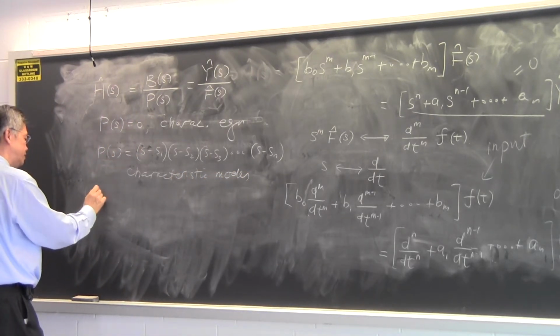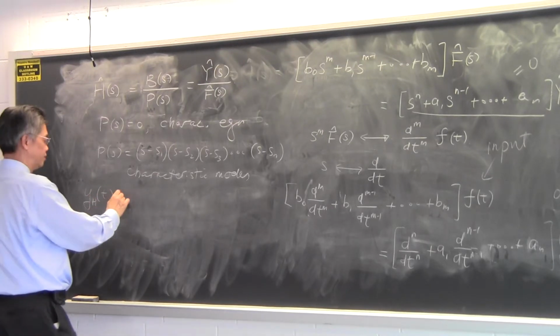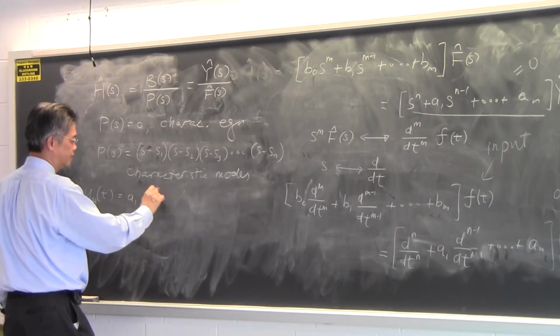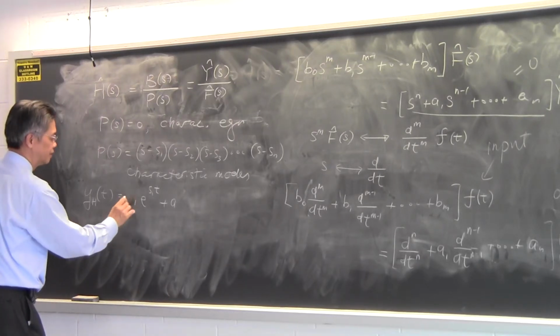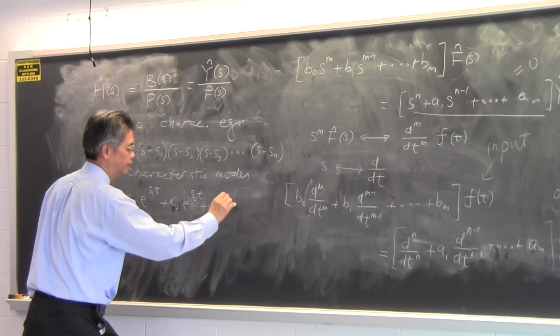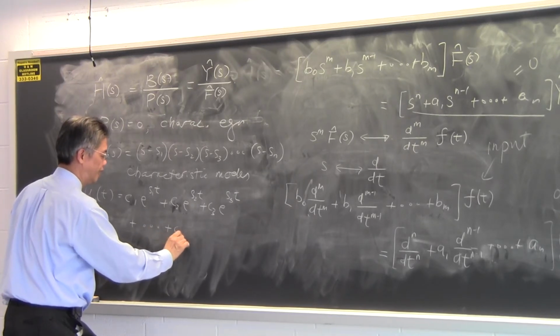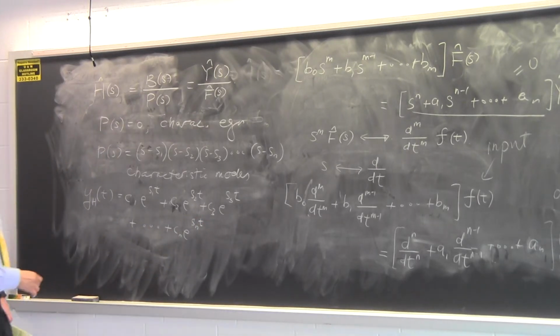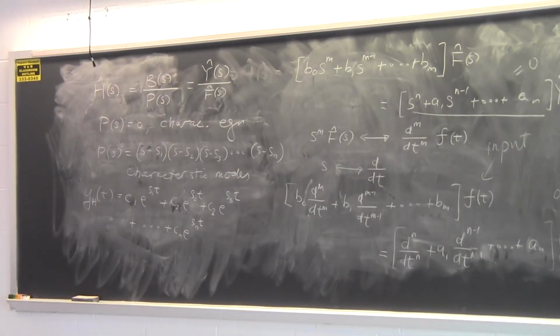And then you can say that the homogeneous solution of this system is equal to C1 e^(s1 t) plus C2 e^(s2 t) plus C3 e^(s3 t) plus dot dot dot plus Cn e^(sn t). Okay? So these are called the characteristic modes of the equation. Very much like what we did earlier in the course where we found the homogeneous solutions.